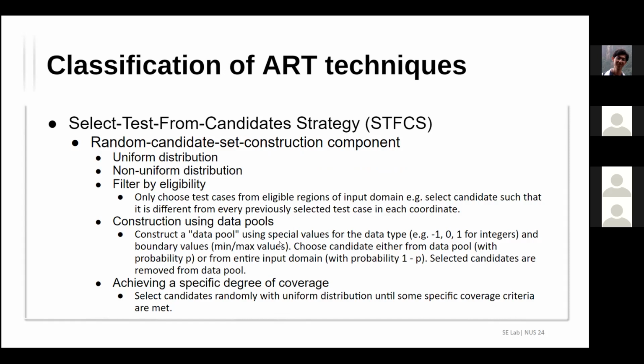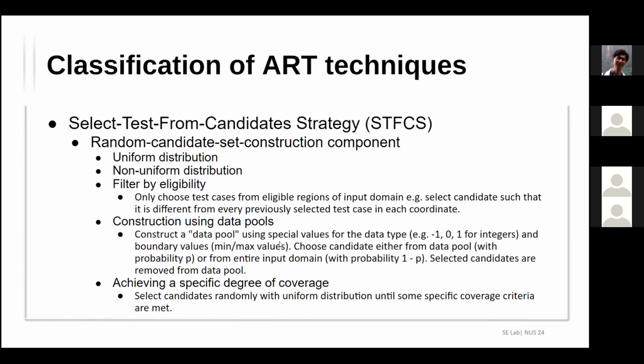Then the next way is by filtering by eligibility. In this case, we choose only test cases from eligible regions of the input domain. For example, we consider input domains split into regions. Some regions may have test cases not selected before, for example, some regions have 0 test cases selected before from that region. And in the interest of getting an even spread, you want to choose test cases only from regions with no previous selection. So this is an example of filter by eligibility.